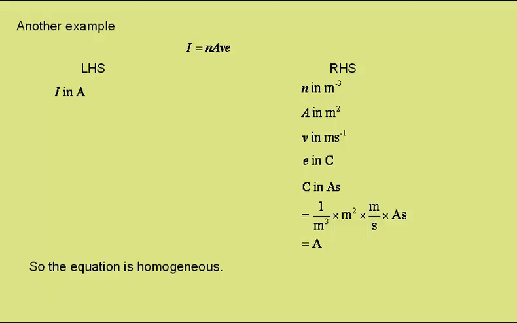Just to stress again, for an equation to be correct it must be homogeneous, but just being homogeneous does not in itself make an equation correct. F equals ma is homogeneous and correct. F equals 2ma is also homogeneous, but is clearly incorrect.